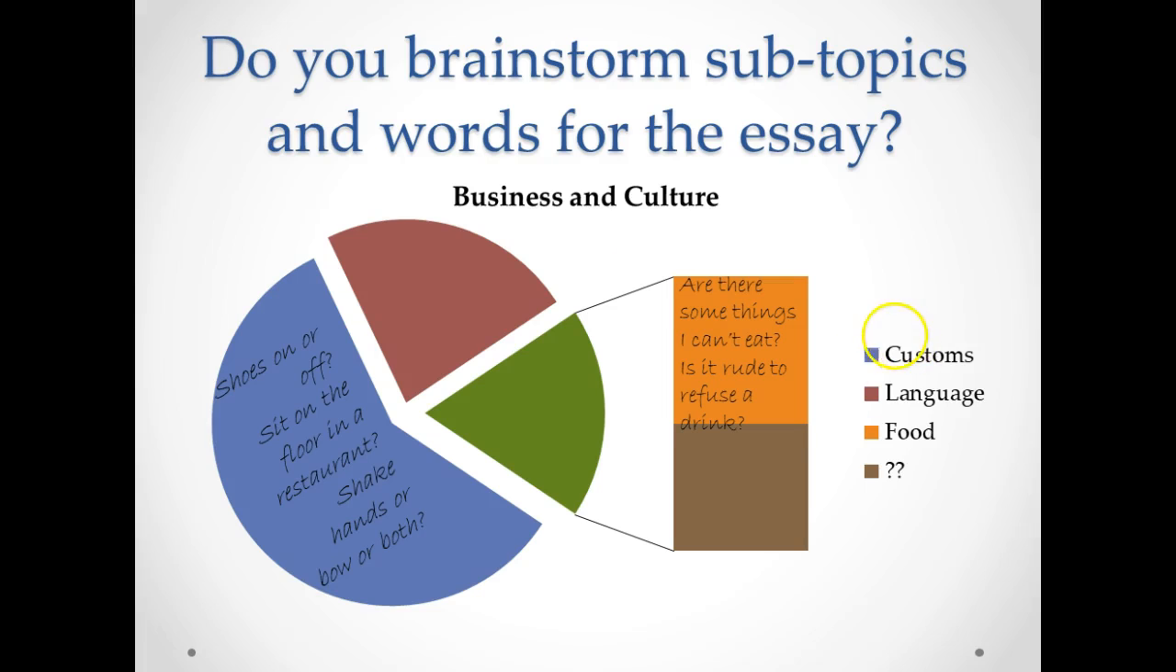For example, customs here is blue, and immediately this student has brainstormed. What are the customs for shoes? What are the customs for sitting in a restaurant? Can I sit on the floor? Do I sit on a cushion? And what are the customs for greeting? Should I shake one hand? Should I bow? Should I do both of those? So this student is doing a good job at organizing some ideas, which is great because later this student can access good examples quickly.